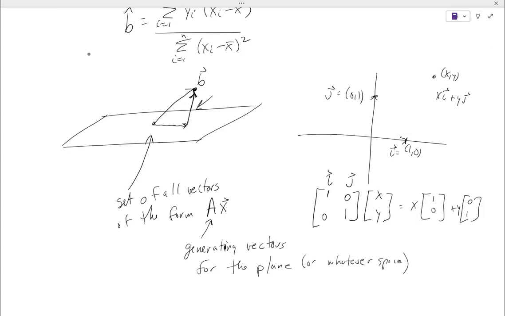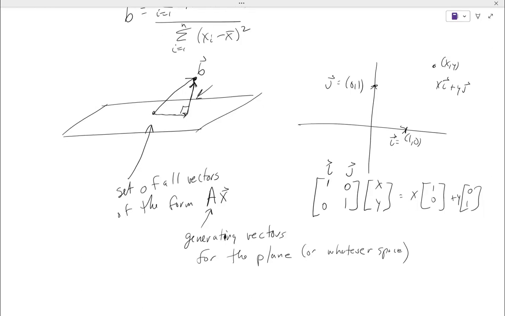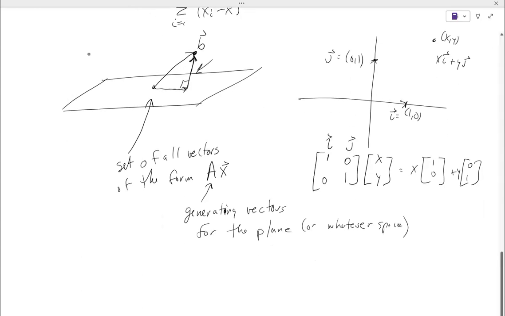Think about it from a Pythagorean theorem standpoint, right? If these aren't perpendicular to each other, then it's going to be longer this way because you can make the right triangle and make that the hypotenuse, right? Okay. So our goal here is that we want to make that Ax minus b vector as small as possible.